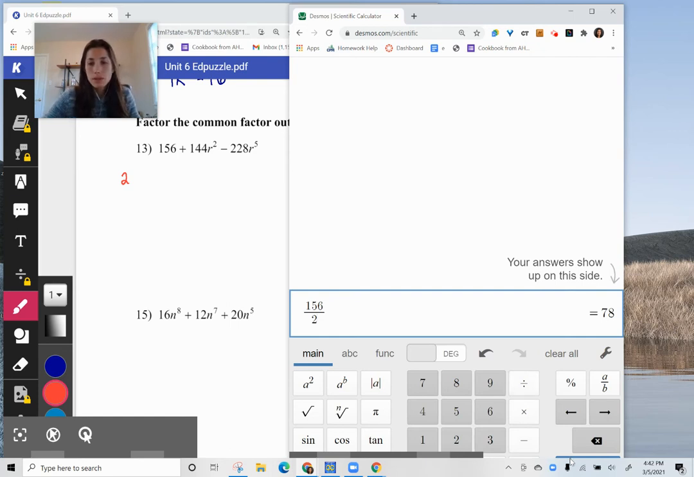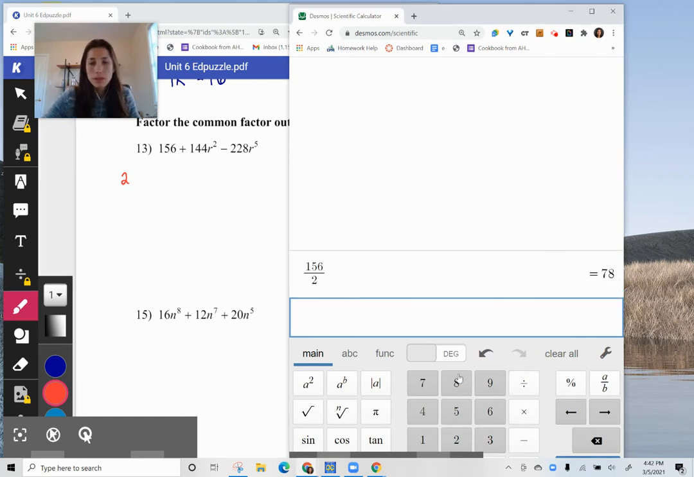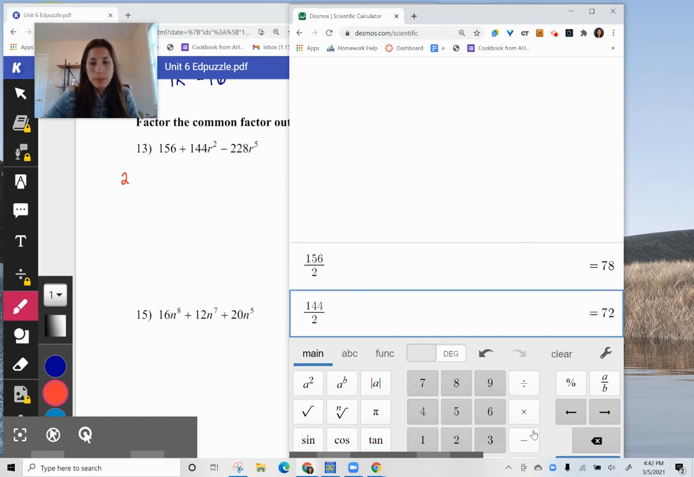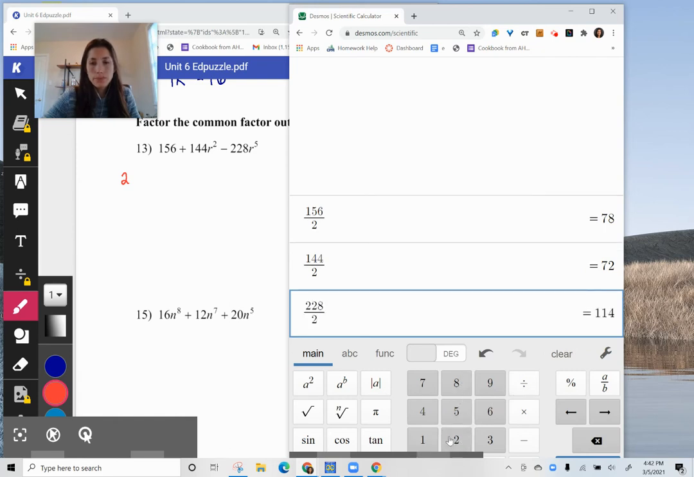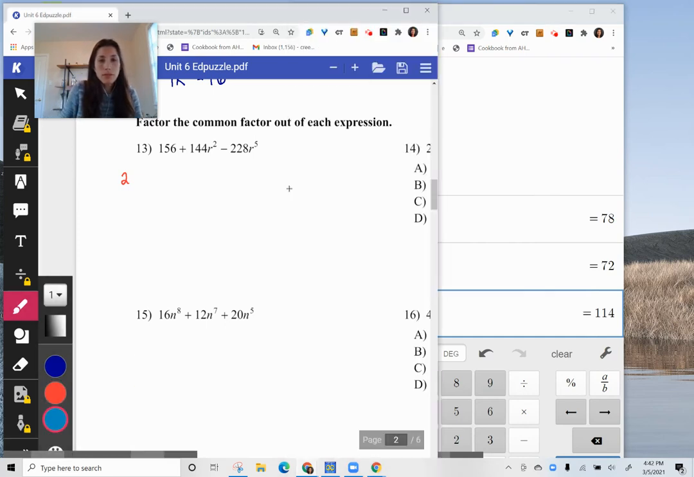Okay, so we're gonna take 156, we're gonna divide that by 2. And that's gonna be 78. Let's do all of these. Let's do 144 divided by 2. And then our last one, let's do 228 divided by 2. Okay, so I'm dividing each of these by 2s, and I'm going to put the number that I get for that. So that's going to be 78. I'm just going to do the number part to this. And then we've got a 72, and then we've got a 114.